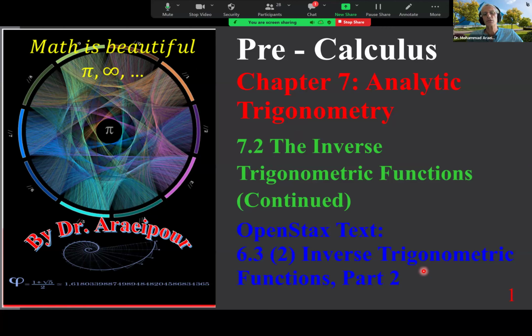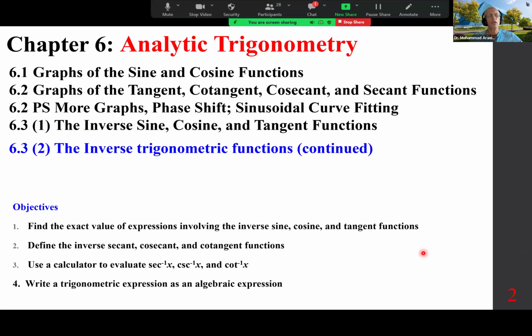We are looking at 6.32, inverse trig functions, part 2. So analytic trigonometry, inverse trigonometric functions, part 2. We want to find the exact value of expressions involving the inverse sine, cosine, and tangent functions, define the inverse secant, cosecant, and cotangent, use a calculator to evaluate them, and write a trigonometric expression as an algebraic expression.